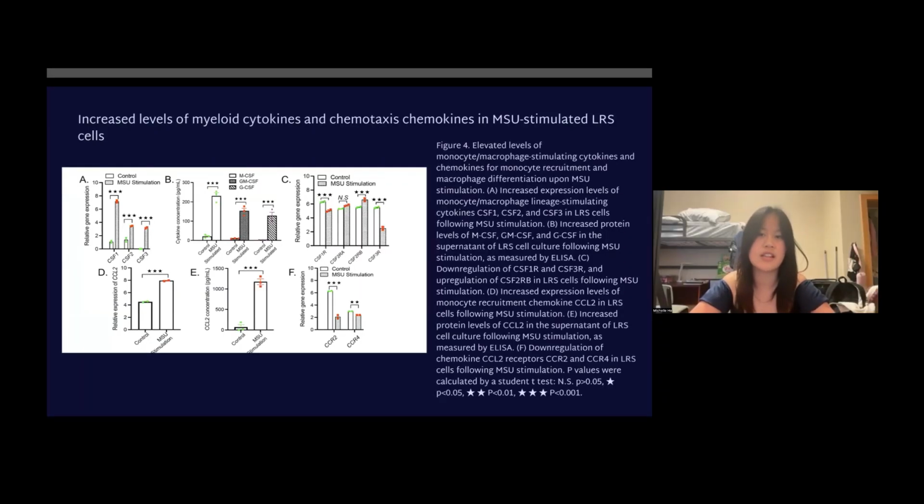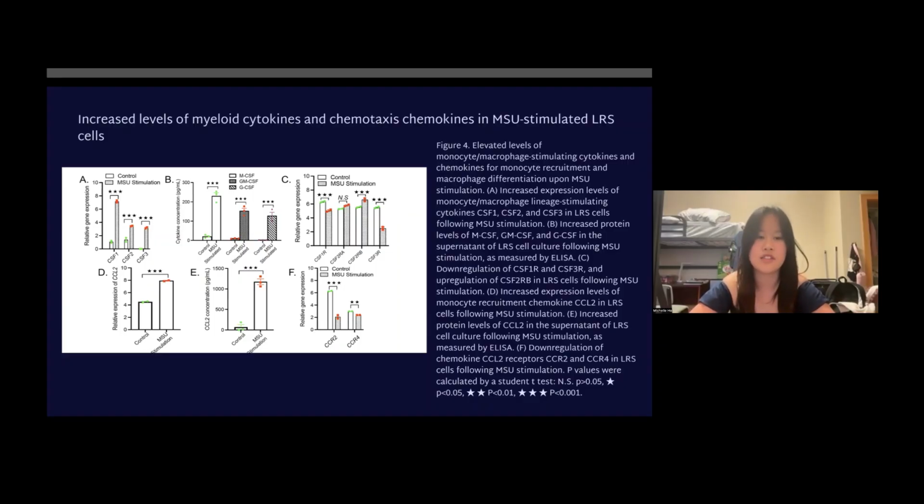This figure shows the elevated levels of monocyte and macrophage stimulating cytokines and chemokines for monocyte recruitment and macrophage differentiation after MSU stimulation. Graph A shows the gene expressions of CSF1, CSF2, and CSF3. As you can see, after MSU stimulation, they have increased significantly in relative gene expression. Plot B shows the cytokine concentration, and we can see that it went a lot higher after MSU stimulation for the MCSF, GMCSF, and GCSF.